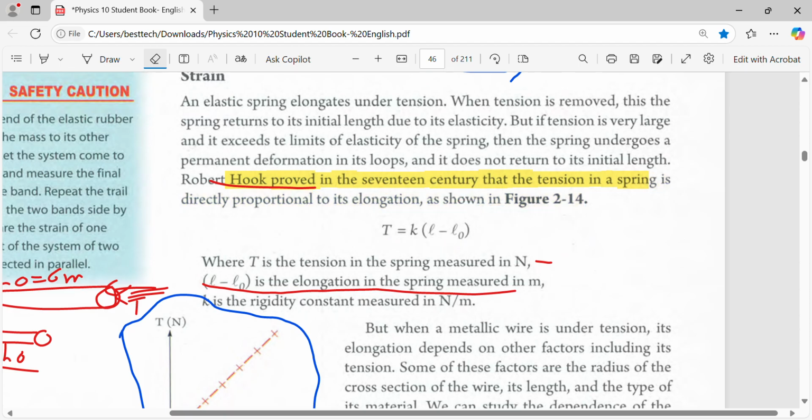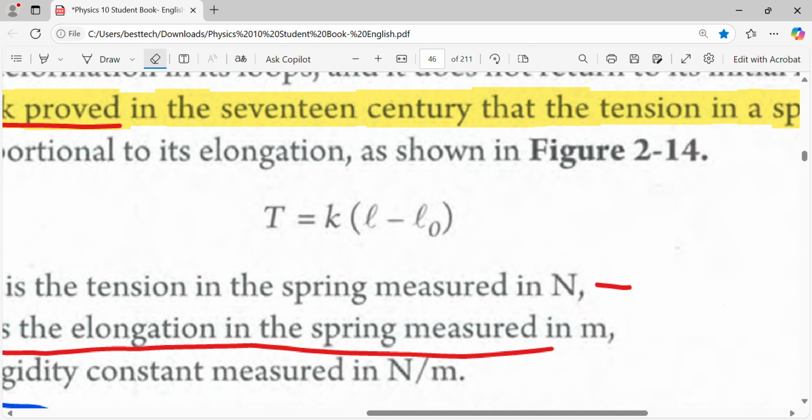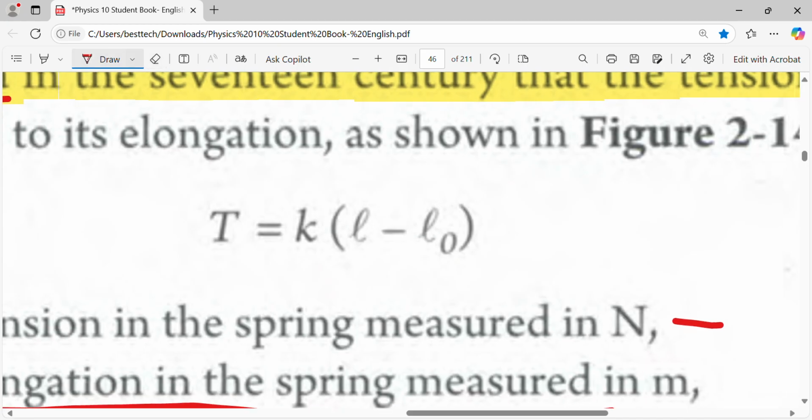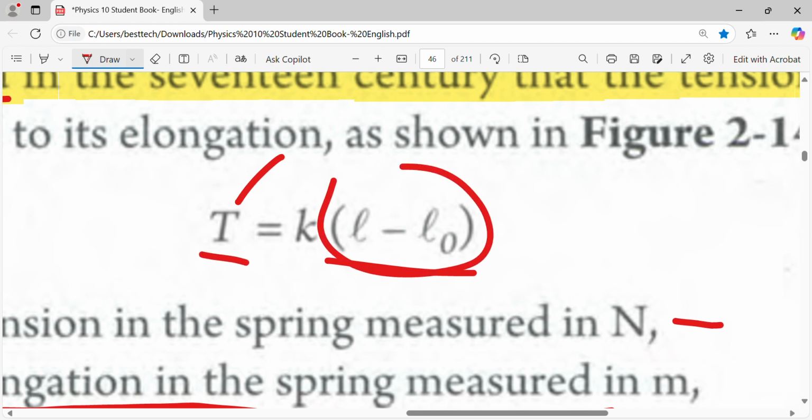Let me tell you, we have a relation between tension and L minus L naught. T is tension, and the relation of T with L minus L naught is directly proportional. What does that mean? If we apply a large tension on the wire, at the end we have a large elongation, a large change in length.